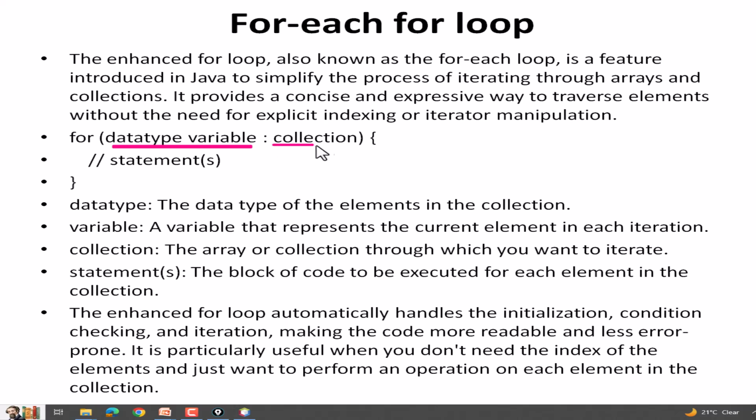So here you are going to specify the collection. Here the data type is the type of the elements in the collection, the variable represents the current element for each iteration, and the collection is the array which you want to iterate. The next statement is a block of code to be executed for each element in the collection. The enhanced for loop handles the initialization, condition checking and iteration, making the code more readable and less error prone. It is particularly useful when you do not need the index of the elements and just want to perform an operation on each element in the collection.